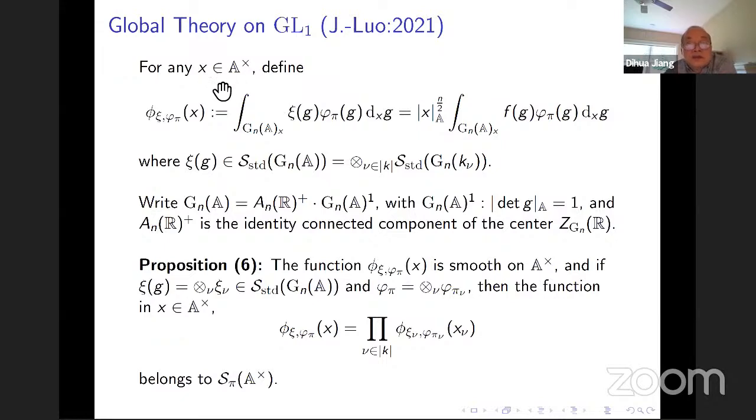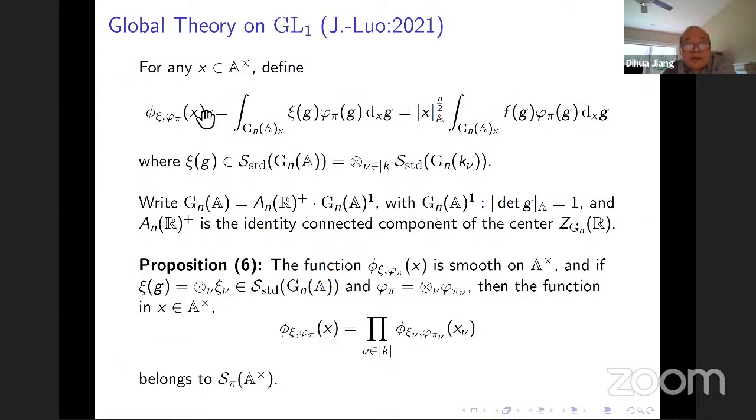And then the fiber integration, right? So you have this global object now, and you take the global fiber integration, and this also works. So this function can be expressed like this. And then we show that this function is smooth. And if this function is factorizable, the matrix coefficient is also factorizable, and then this function is factorizable.